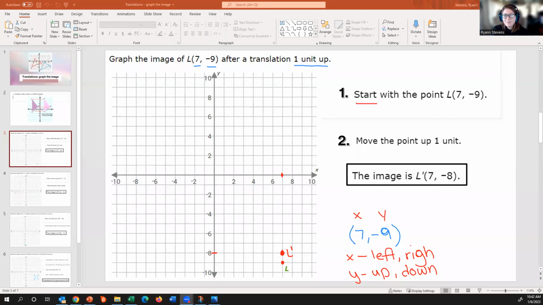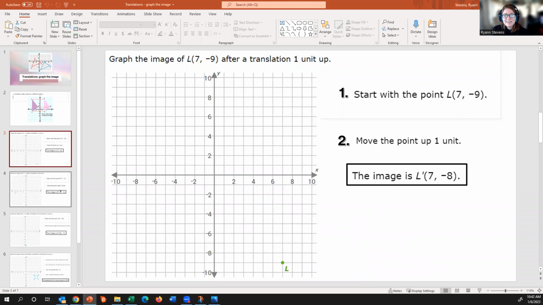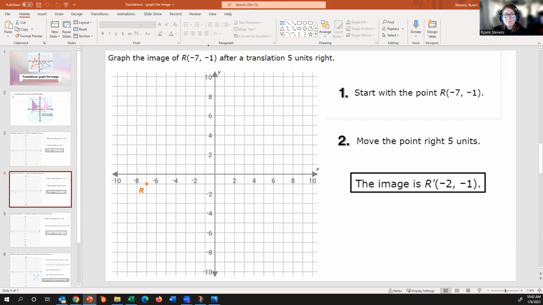The next example we're going to look at is we want to graph the image of R, which is at -7, -1. We're talking about a translation of 5 units to the right. So we're going to start again. We're going to plot our point and start at the origin. We're going over to -7 and down to -1.